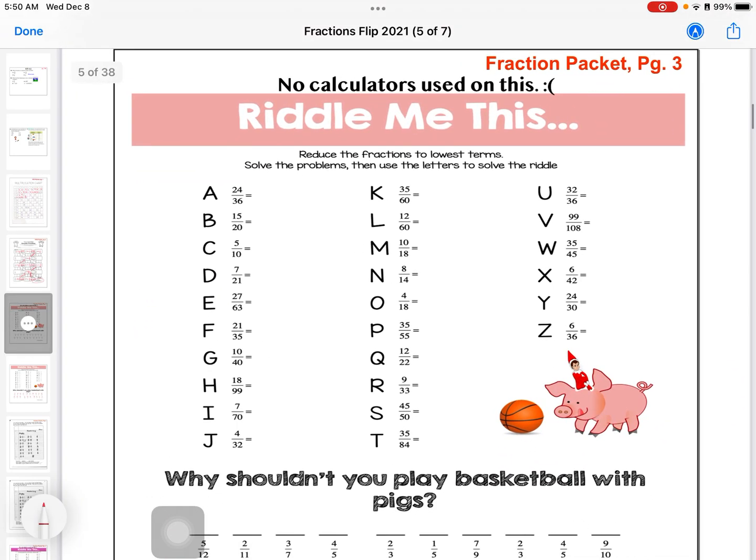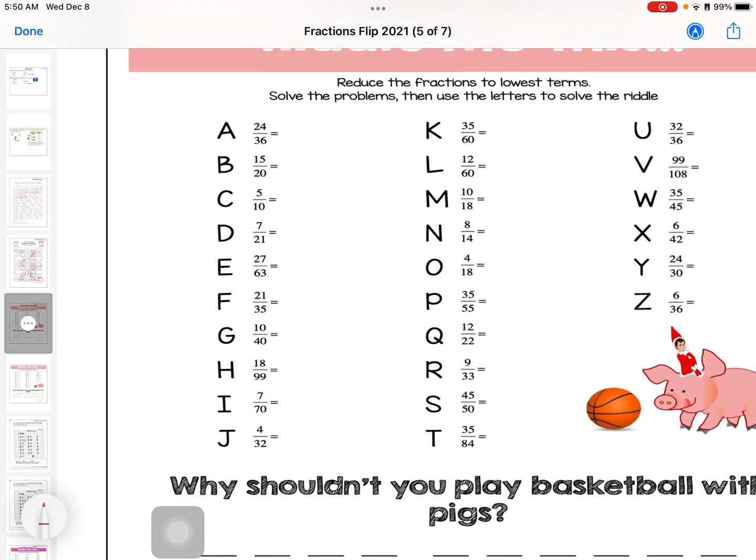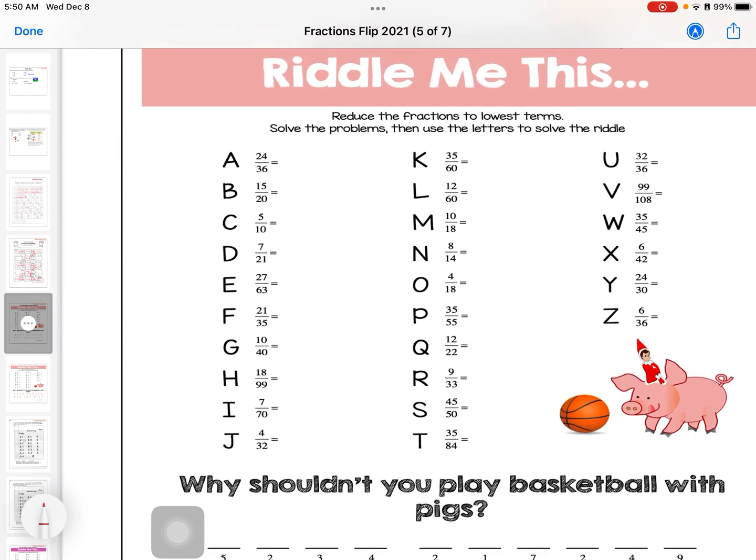What you're going to now do is go on to the Riddle Me This pig worksheet. For each of these numbers, you're going to simplify them. Again, you're going to show me what number you chose to divide by. For example, when I see 24 and 36, I see that 12 goes into both of them. So I'm going to divide them both by 12, and I get 2/3.